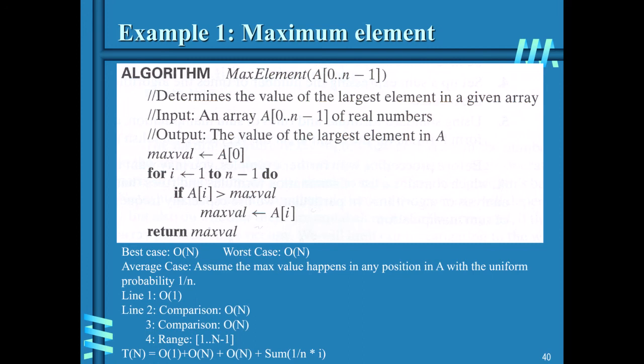Best case: what is the runtime for the best case? Since this comparison statement has to be invoked in n-1 iterations, we ignore the lower asymptotic order 1, so we have big O(n). Best case is big O(n), and worst case is also big O(n). The reason is the comparison statement has to be run for each position of the array. Let's take a look at the average case.